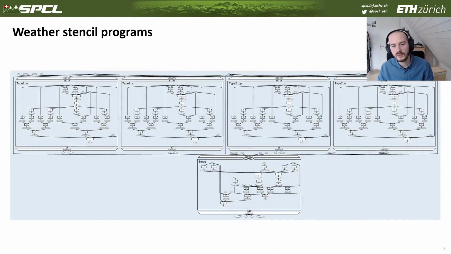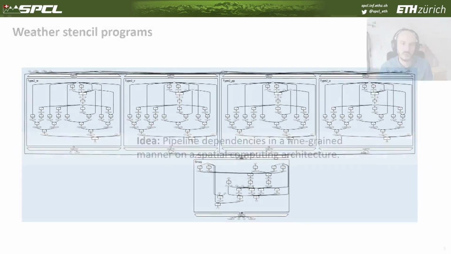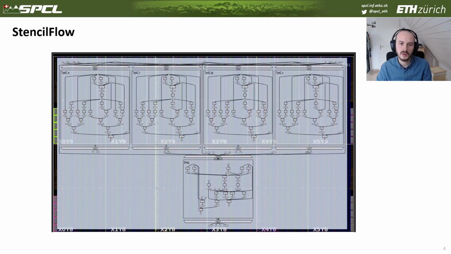Now the observation that went into this is that if we look at these weather simulation codes, they consist of a lot of different components, but a major one of these components are large stencil programs such as this one, where a lot of heterogeneous stencil operators compute on a lot of different inputs with complex dependencies between them. And the key observation was, what if we could pipeline these dependencies in a fine-grained manner on a spatial computing architecture such that we could exploit the parallelism not only in the width of the program, but also the depth of the program using pipeline parallelism. So we would want to squeeze this thing onto an FPGA.